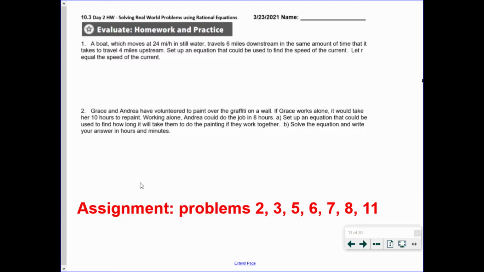All right. So we know the speed of the boat when it's in still water, but we want to know the speed of the current in the water.